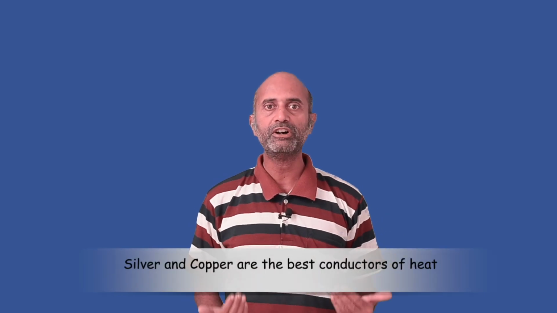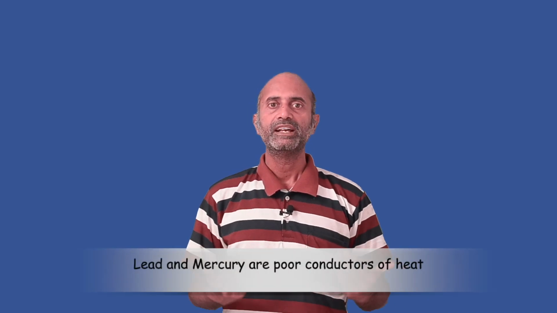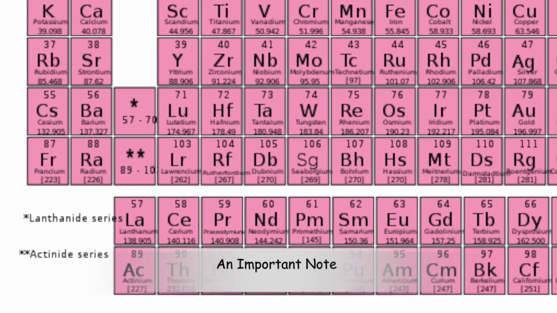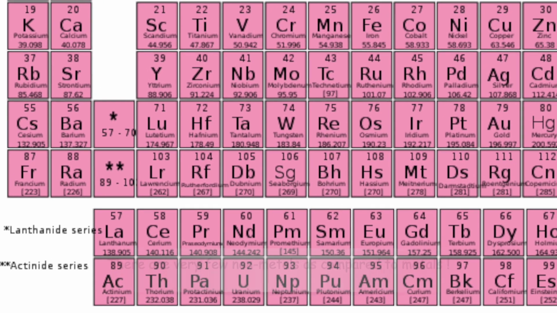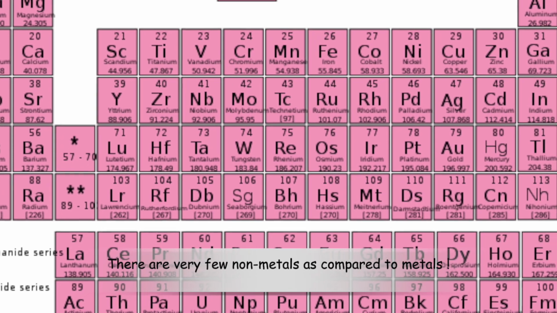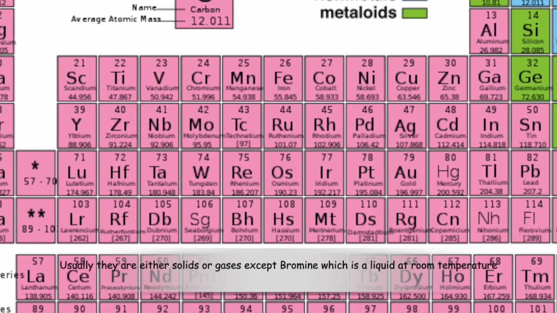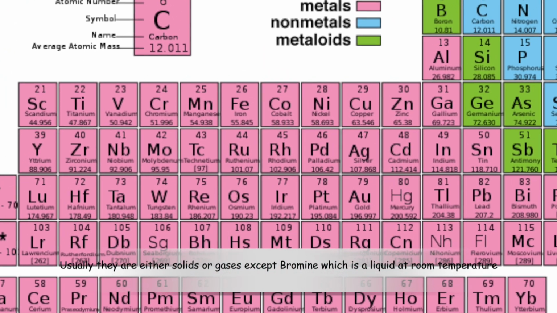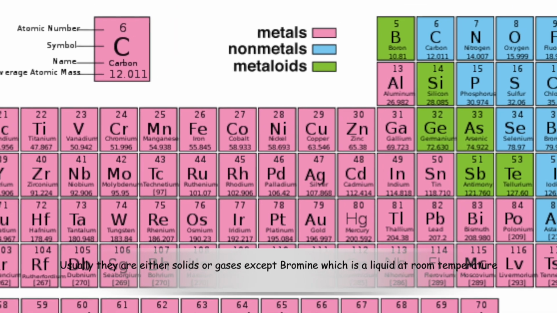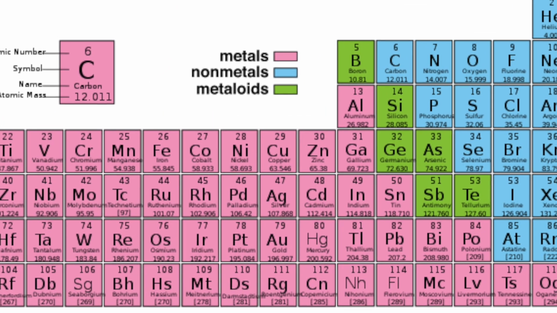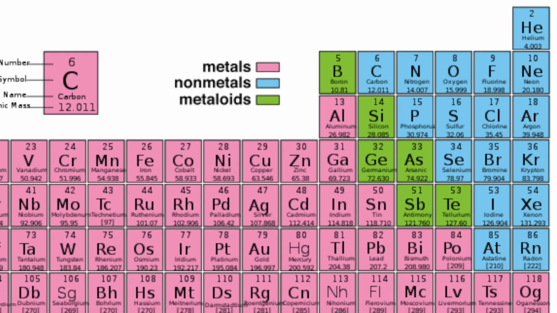For example, silver and copper are the best conductors of heat. Similarly, another example is lead and mercury are poor conductors of heat. An important note, there are very few non-metals as compared to metals. Usually they are either solids or gases, except bromine, which is a liquid at room temperature. They have different physical properties than that of metals.